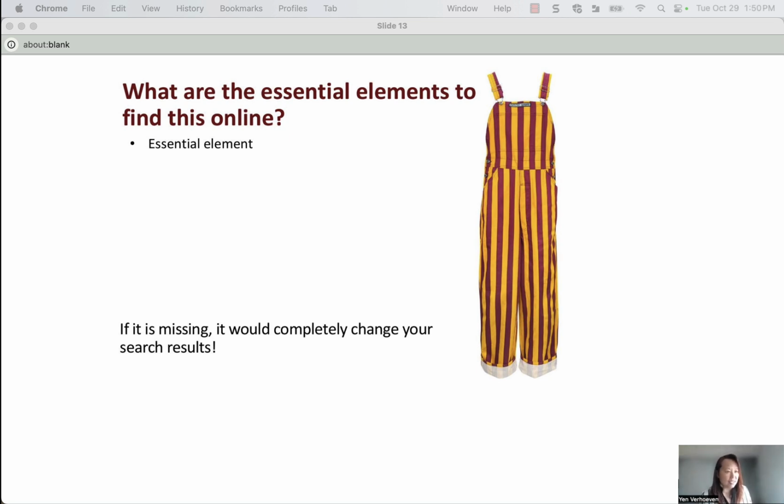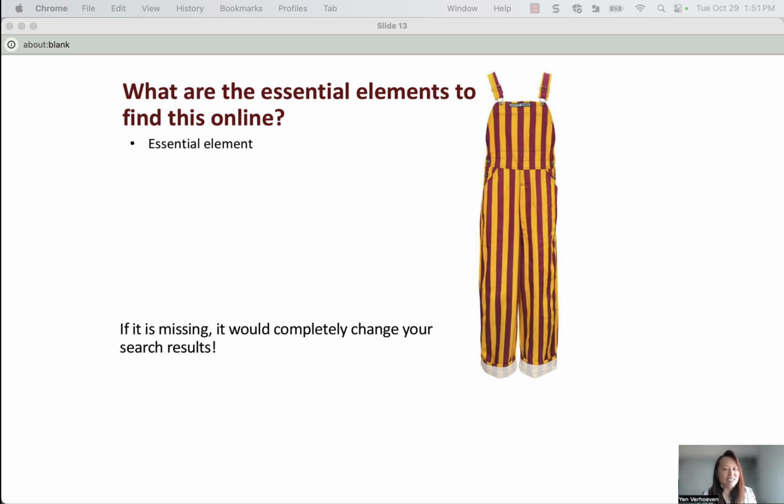So yes, definitely, Emma. Garen says, describe what it looks like. Absolutely. But what in that description is important? Like, what's the essential element in those descriptions? Selena says, Iowa State game day overall. So game day might be an important essential element. Ciara says, Cyclones jumpsuit. Good. Garen says, red and yellow striped overalls. Absolutely.